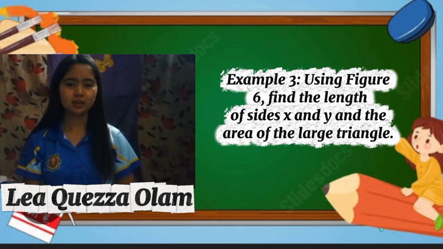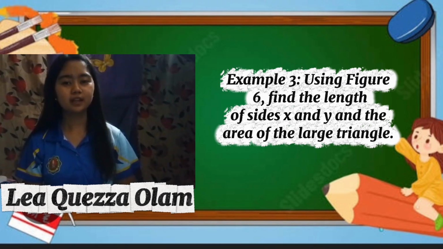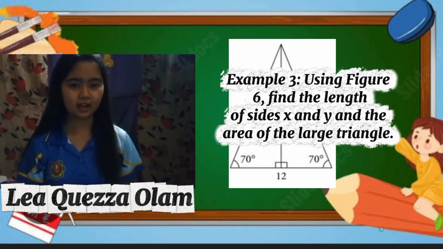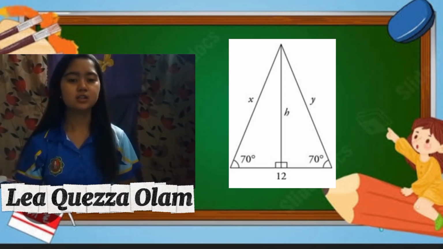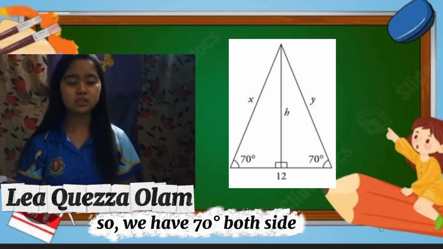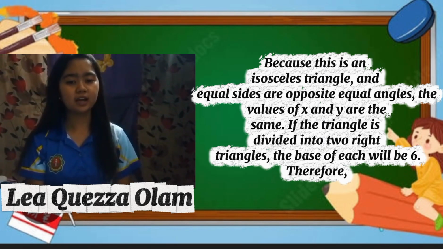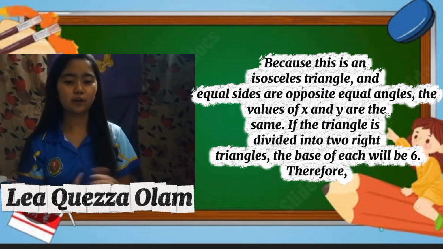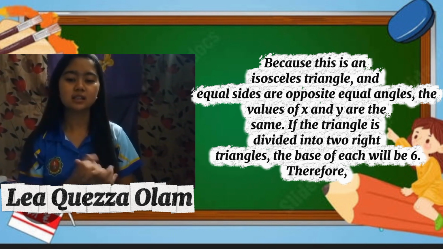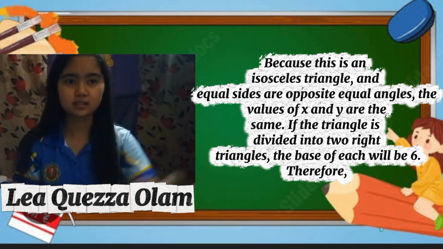Sample number 3. Using sample number 3, find the length of sides x and y and the area of the large triangle. This is the triangle. So we have 70 degrees on both sides, then we have x, y, and h. Because this is an isosceles triangle and the equal sides are opposite equal angles, the values of x and y are the same. If the triangle is divided into two right triangles, the base of each will be 6.